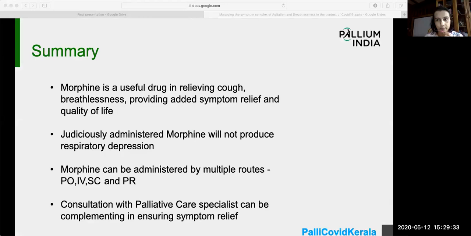So to summarize, morphine is a useful drug in relieving breathlessness and cough, providing added symptom relief and quality of life. Judiciously administered morphine did not produce respiratory depression. Morphine can be administered by multiple routes, including per-orally, IV, subcut, and PR. Consultation with a palliative care specialist can be complementary to ensure the symptom relief.